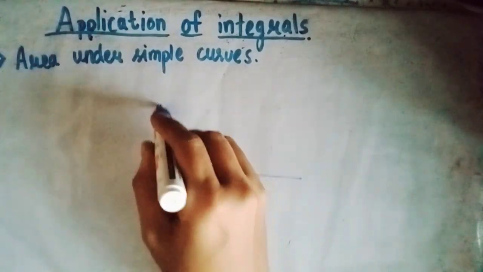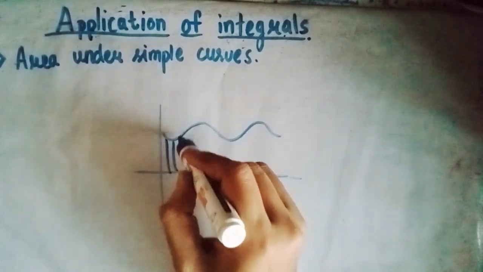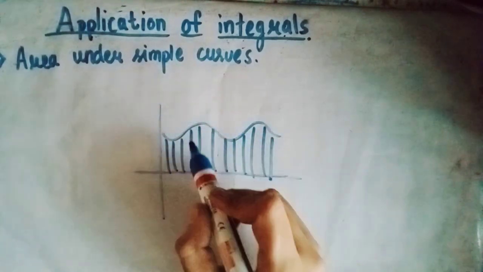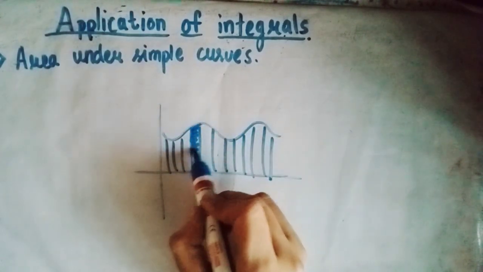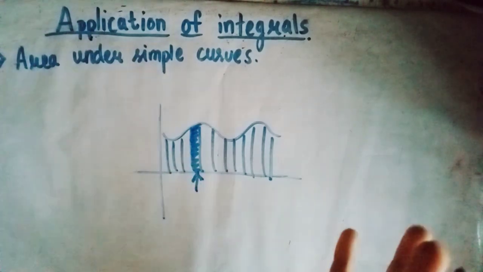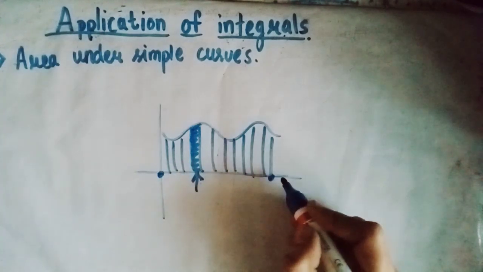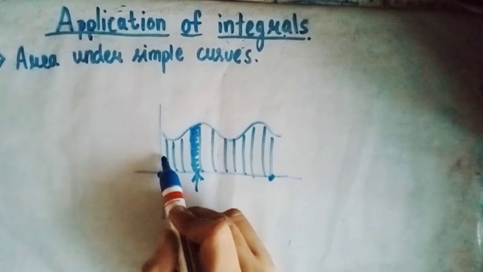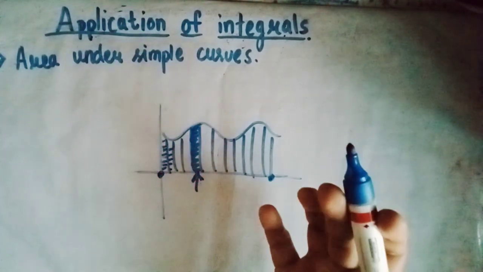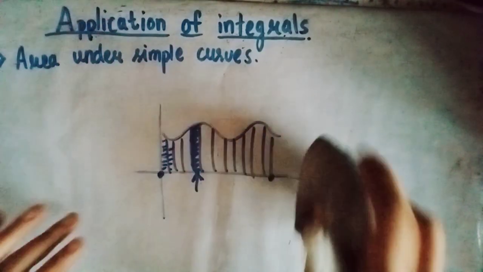If there is one curve like this, then the area under this curve is given by the integral. That is, we are taking a small part and finding that from some limit. We have to start from this point to this point, and then we have to add this. That is what gives us the integral. So let's start with the area under simple curves.